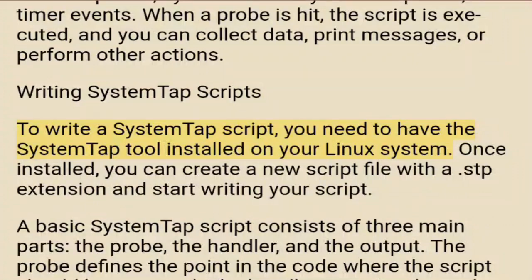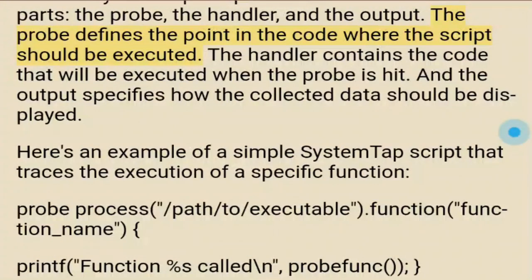To write a SystemTap script, you need to have the SystemTap tool installed on your Linux system. Once installed, you can create a new script file with a .stp extension and start writing your script. A basic SystemTap script consists of three main parts: the probe, the handler, and the output. The probe defines the point in the code where the script should be executed. The handler contains the code that will be executed when the probe is hit. And the output specifies how the collected data should be displayed.